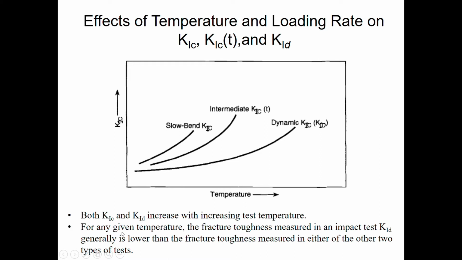Okay, for any given temperature, the fracture toughness measured in an impact test, K1D, generally is lower than the fracture toughness measured in either of the other two types of tests. Right? For any given temperature means that if I take the lower temperature, K1D will always be the lowest compared to the slow bend and intermediate conditions. If I take the higher temperature as well, it will be the lowest as well.